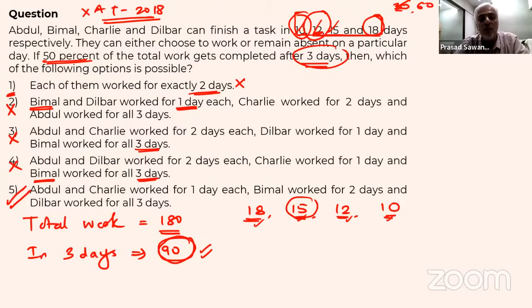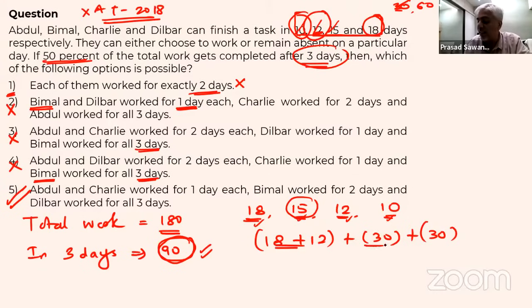A and C work for 1 day each. That means 18 for A, 12 for C. B works for 2 days, so 15 2s are 30. And D works for all 3 days. That will be 10 3s are 30. So this is 30, 30, 30, 90 work is done. Fifth option is my answer.